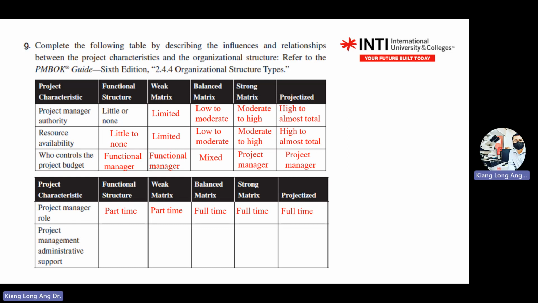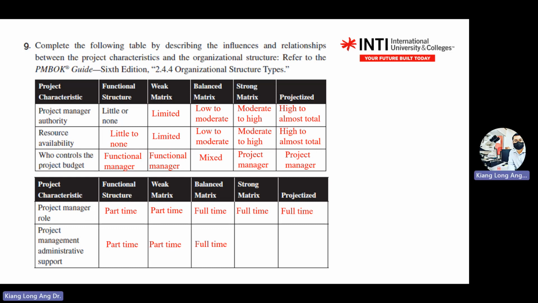So project management administrative support. Here also there are two options, part-time or full-time. Actually, for this one, project management administrative support, these two are part-time. But for balanced, you don't need much administrative support. Why? Because you share resources here already. So you don't need a full-time staff for a well-balanced matrix.